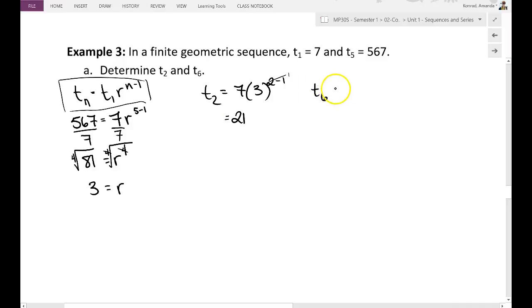Term 6, on the other hand, is going to be a little bit bigger. We're going to start with term 1 again. So still 7 multiplied by 3, but this time we're going to be multiplying by 3 to the power of 6 minus 1, or 3 to the power of 5. Sorry about that. So we've got 3 to the power of 5. If we plug that in, 3 to the power of 5, that gives us 243 multiplied by 7, and now we're looking at 1701.